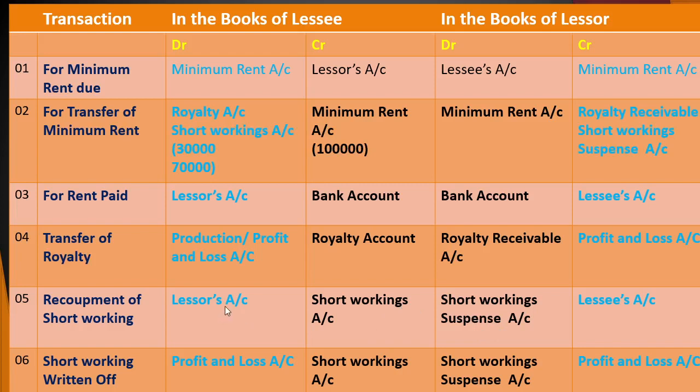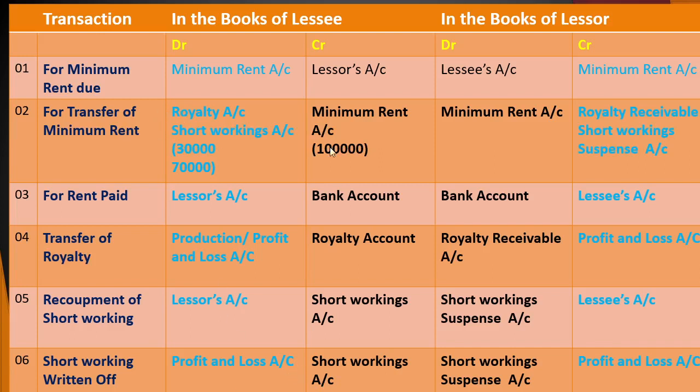And here lessor's account, so here it is lessee's account. And the last entry, short working written off. So in this case, we are going to consider the remaining short working as dead loss or inevitable. So we cannot adjust this short working. So we have to transfer this balance to profit and loss.